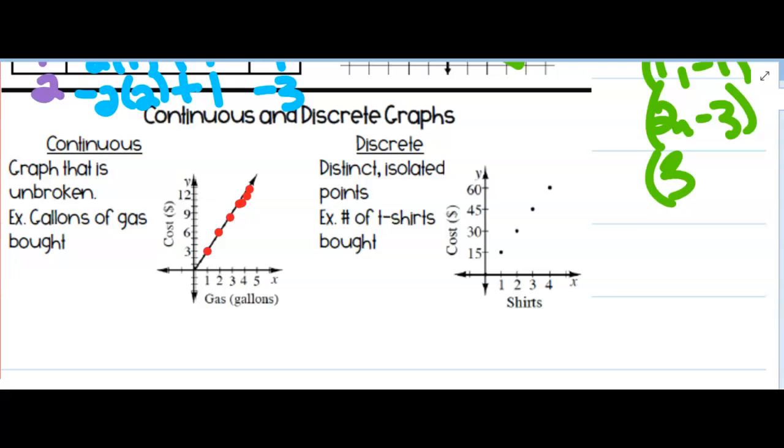If you look over here on this discrete graph, a discrete graph is going to be represented with distinct, isolated points. So the example here is if you're buying t-shirts, because here's the thing, you can only buy one t-shirt, or two t-shirts, or three t-shirts, or four t-shirts, or so on. If you were to connect this, it means that you're trying to tell me that I could buy 2.5 t-shirts for $30 or whatever that may end up being, which is not true, right? You can't buy half of a t-shirt. So this is what would be called a discrete graph.